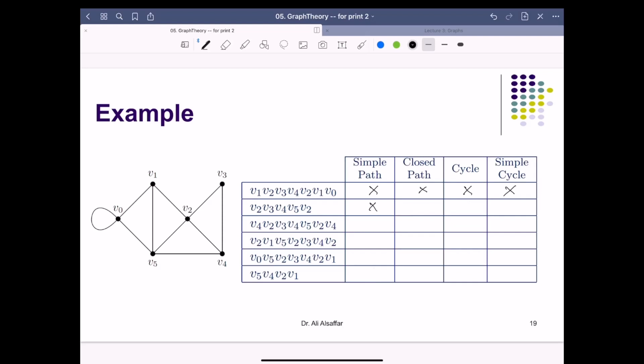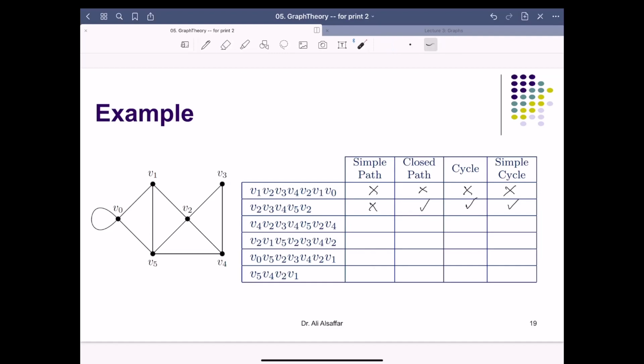Is it a closed path? Yes. Is it a cycle? Yes. Is it a simple cycle? Also yes. Why is it a cycle? Because it does not have repeated edges. And why is it a simple cycle? Because it does not have repeated vertices.